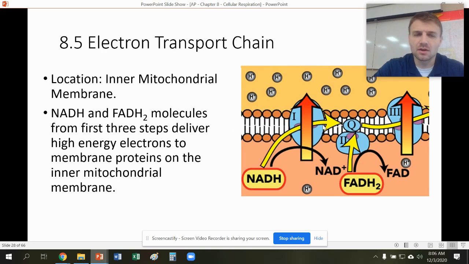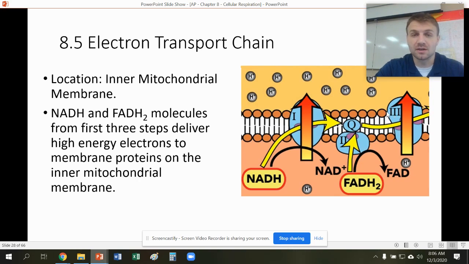So this is going to occur along the inner mitochondrial membrane. We're going to be looking at that inner membrane space as well. But the membrane proteins here on the electron transport chain are going to be on the inner mitochondrial membrane. And if you remember the cristae, those folds in the inner membrane are going to increase the surface area there. That's going to increase the amount of these membrane proteins and the enzyme ATP synthase, which is essentially going to increase the efficiency of mitochondria.